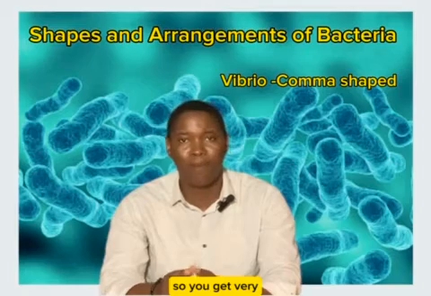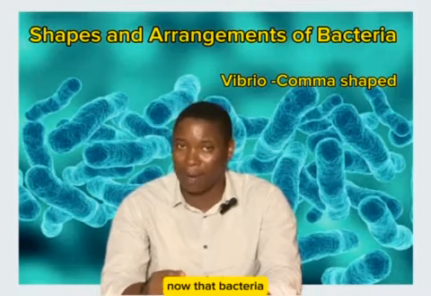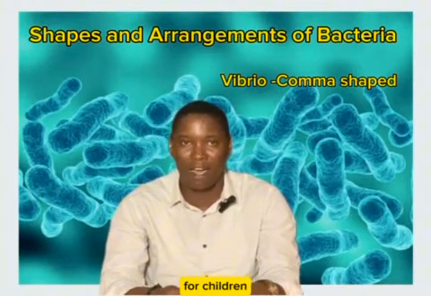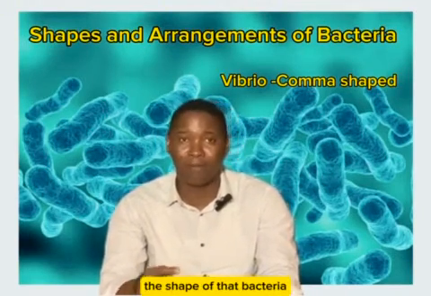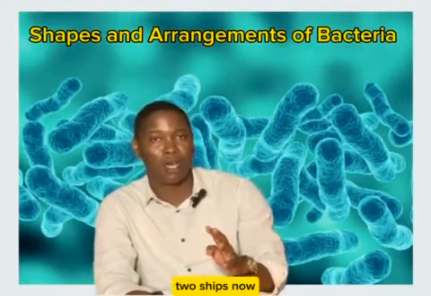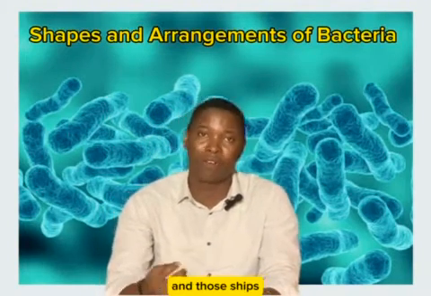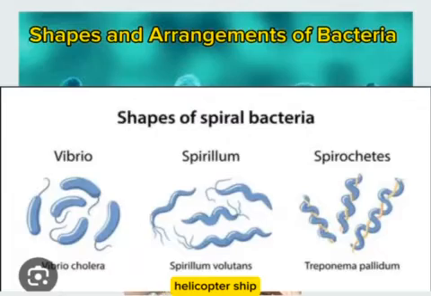So you get very popular bacteria wey we dey call Vibrio cholerae. Na that bacteria dey cause cholera for children and for adults. The shape of that bacteria na vibrio shape. The fourth, e get two shapes now, spirilla and spirochetes.